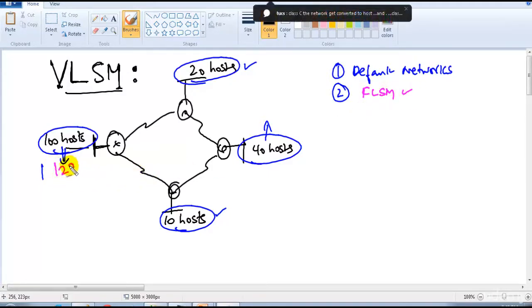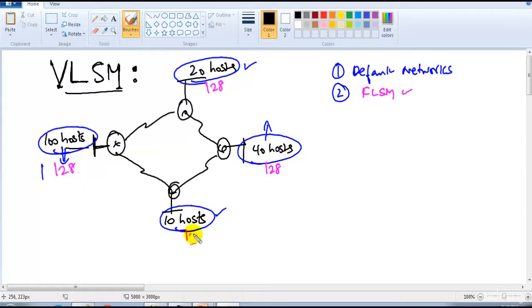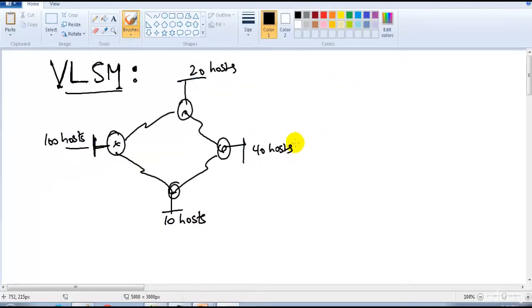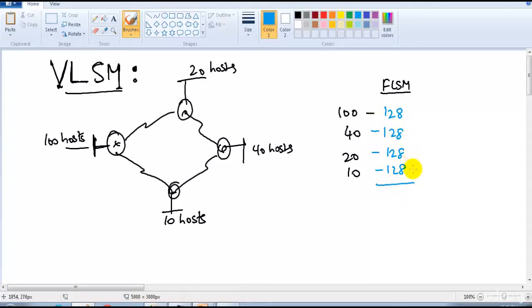So the possible size I can use is 128 here, 128 here, 128 here, 128 here. In case of FLSM, what we are doing is dividing the requirement. The requirement is 100 in one department and 40 in another department, 20 and then 10. If I'm using FLSM, I'm going to divide them in 128 size. And if you divide everything in equal sizes, we call this FLSM.